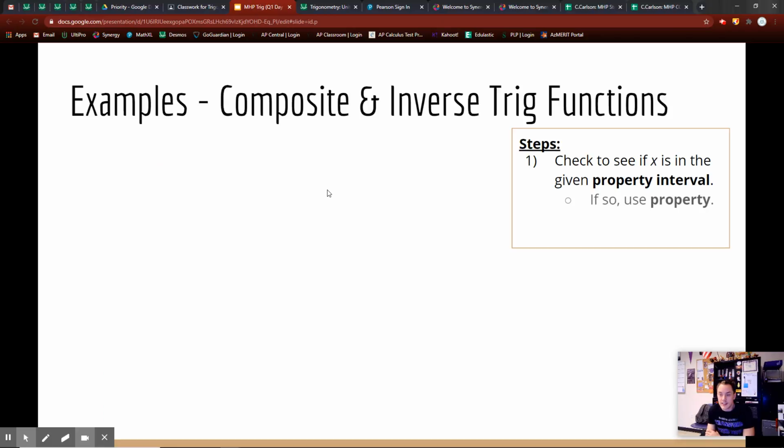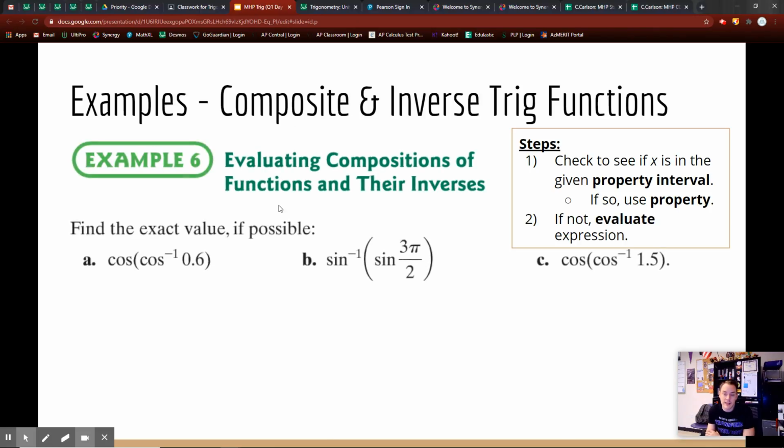Step 1. Check to see if x is in the given property interval. If so, you're going to use that property. Good job. By saying use the property, I mean it's just going to equal x. It's going to equal that number. Okay? If not, you're going to evaluate the expression. So what will this look like? I'm given these questions. Let's get to it.